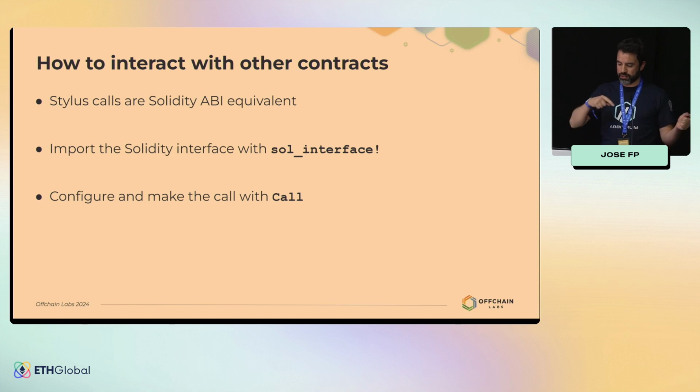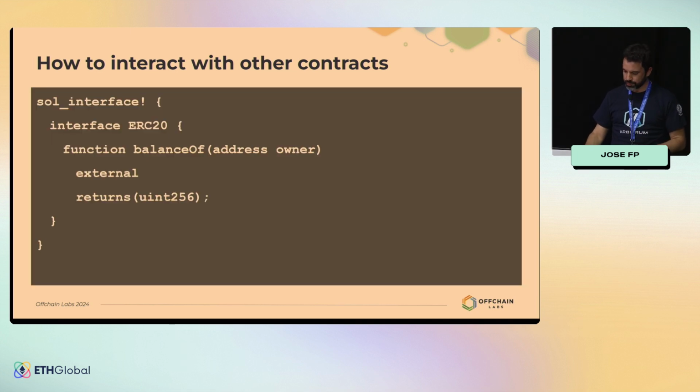The way you interact with other contracts is actually the same as in Solidity. In Solidity, you import the interface at the top of the contract, and then inside the method where you want to make the call, you use that imported interface to make the call. If you are writing the Rust contract, it's actually the same. You import the interface with the sol interface instruction, and then you configure and make the call with call. We're going to see an example now.